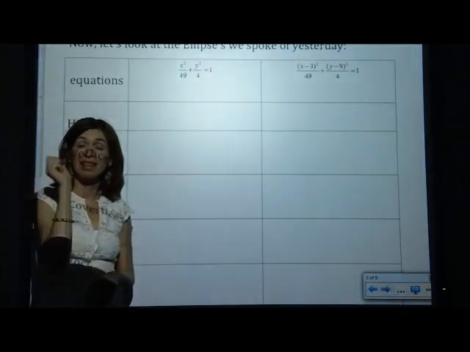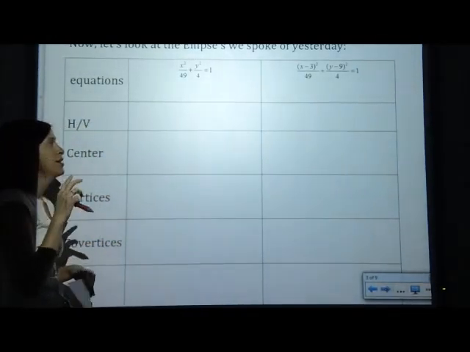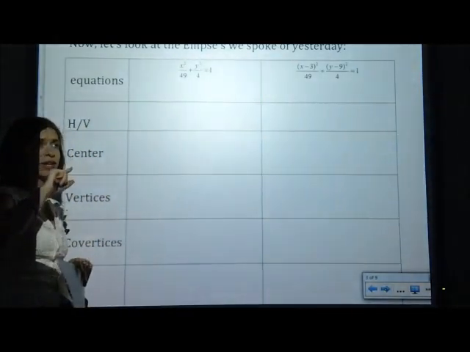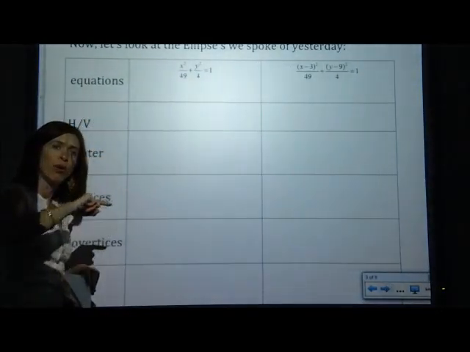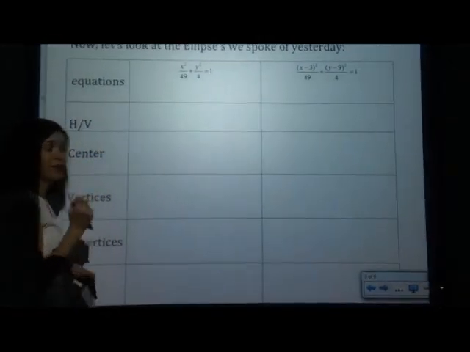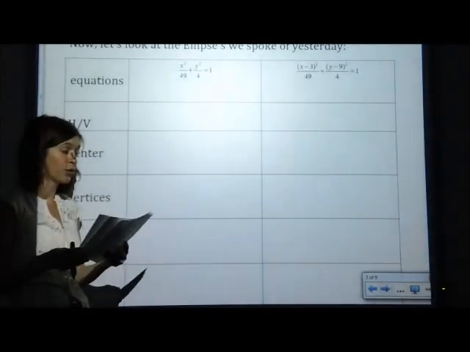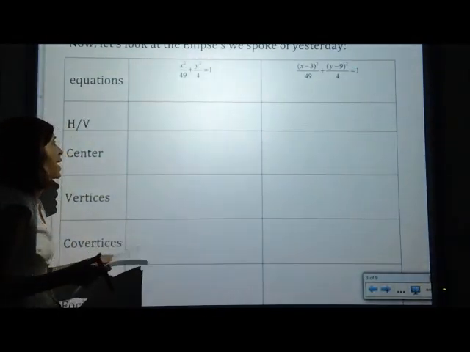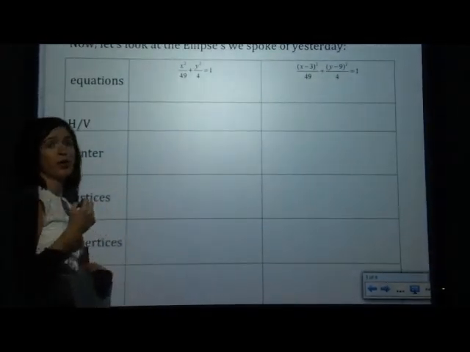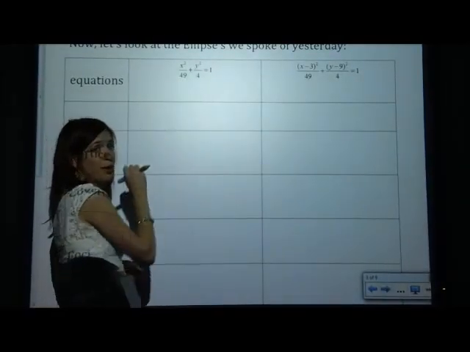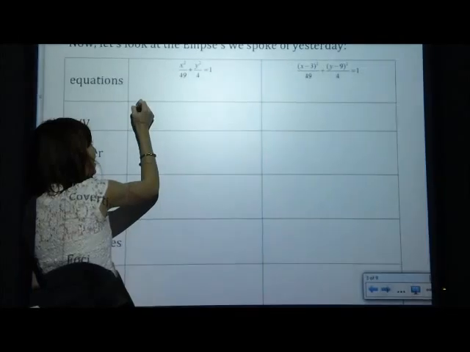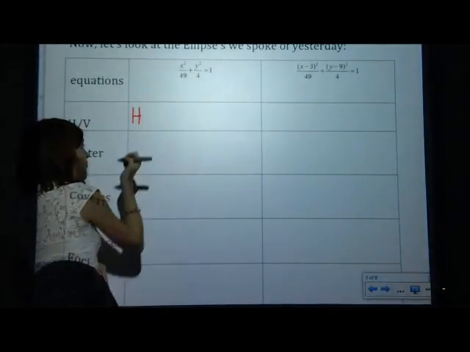An ellipse is something like an oval where I've got these 2 points called foci that are going to give me the same sum of distances from any point on the oval. But I have to be able to tell whether it's horizontal or vertical. All right, so how do I do that? Well, I look at where the larger denominator is. And the larger denominator is under my x squared, so that's telling me that it's horizontal.